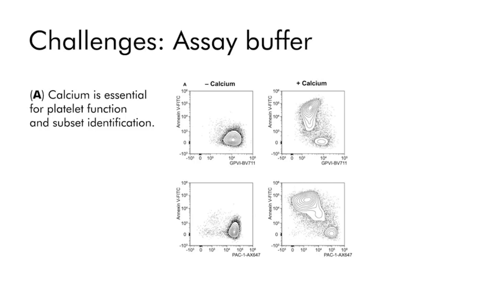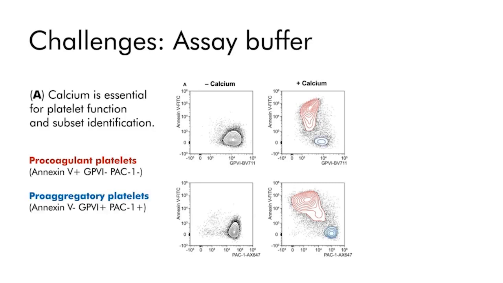And so platelets are partitioned into distinct subsets. We see procoagulant platelets, which are annexin high but low for the adhesion and aggregation markers, GP6 and PAC1. And we see pro-aggregatory platelets, which are annexin low but high for GP6 and PAC1.